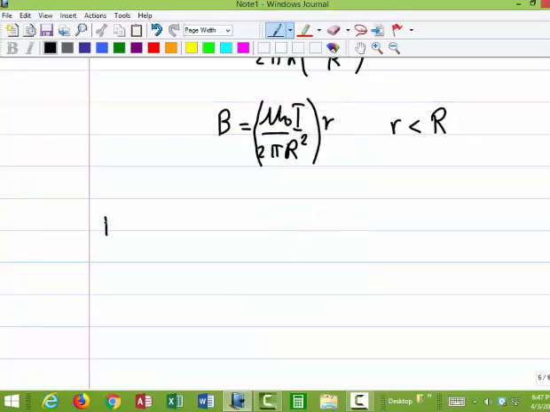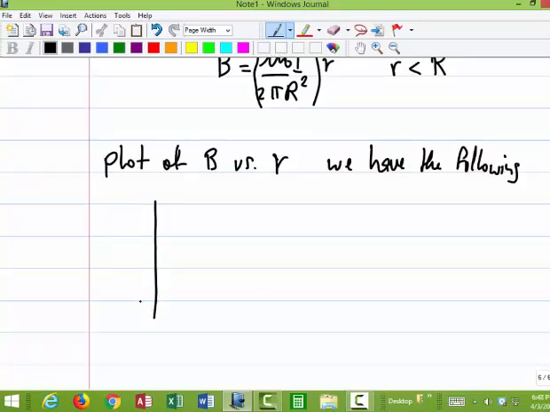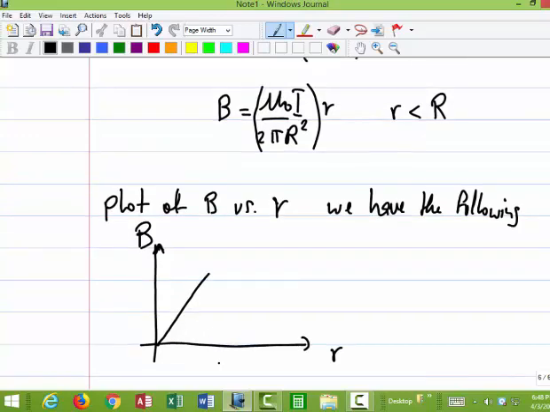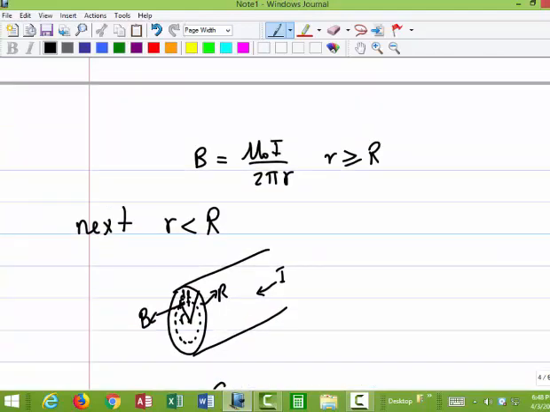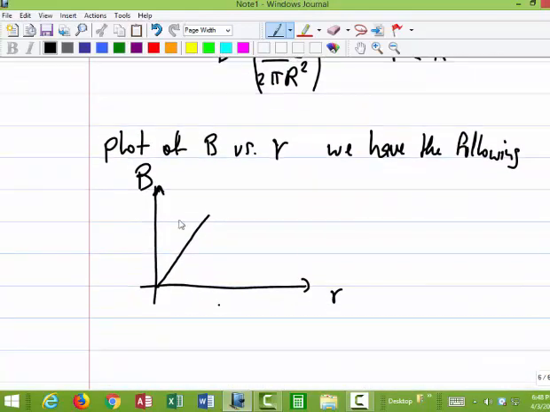So if we plot a graph of magnetic field B versus r, the magnetic field goes like this. B is proportional to r. You can see that this whole thing in the parenthesis is a constant, so the field is proportional to r inside the wire, and then outside the wire it falls off as 1 over r. So here, this is outside, B is proportional to 1 over r, and inside B is proportional to r.